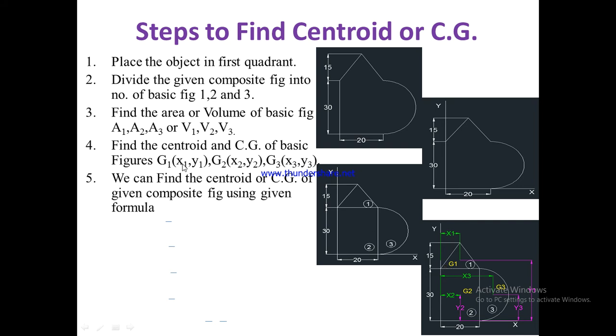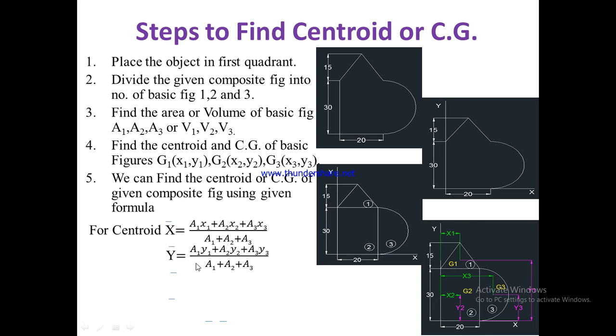Fifth, after finding x1, y1, x2, y2, x3, y3 and A1, A2, A3 or V1, V2, V3, we are going to find the centroid of this composite figure by using the formula: centroid x bar is equal to A1 x1 plus A2 x2 plus A3 x3 divided by A1 plus A2 plus A3.